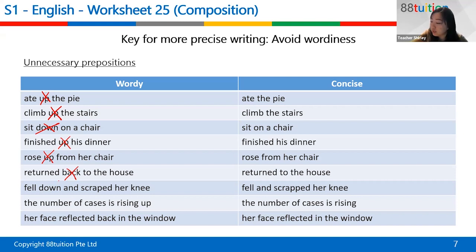Fell and scraped her knees. Okay, the number of cases is rising. Can omit the up, yeah? And then her face reflected back. Can just omit the back. Her face reflected in the window. Okay, so this one I think quite straightforward. Unnecessary prepositions, yeah?